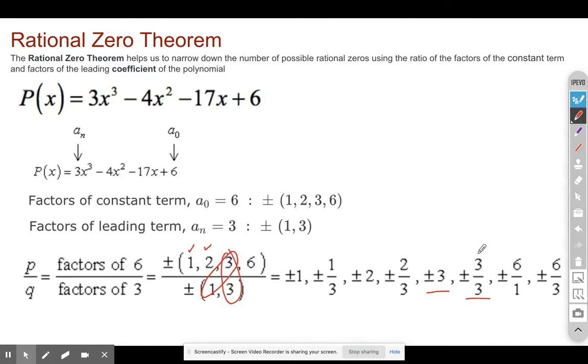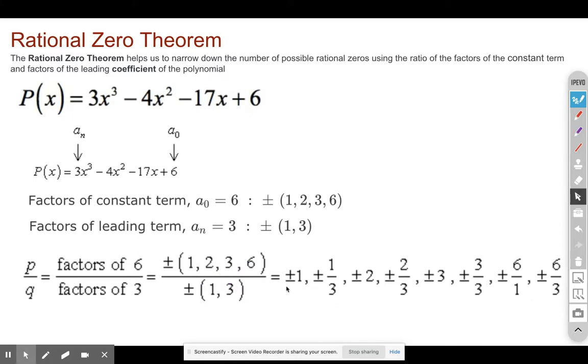will simplify to 1, so that's going to be a duplicate. We'll talk about duplicates in a minute. And then the last thing, we have to take the last term, 6, and divide that by 1, and that will give you plus or minus 6. And then we divide 6 by 3. 6 divided by 3 is 2, so we're going to get another duplicate.